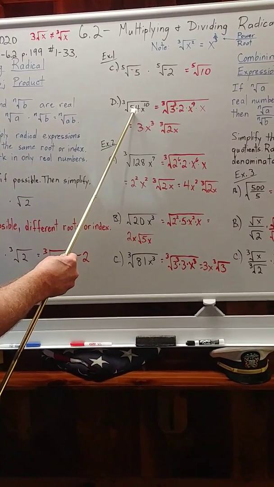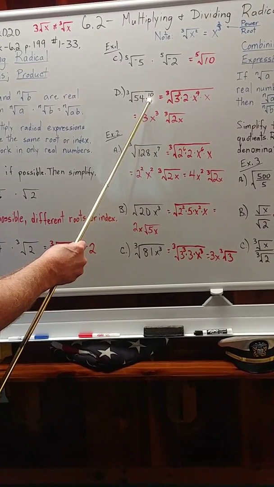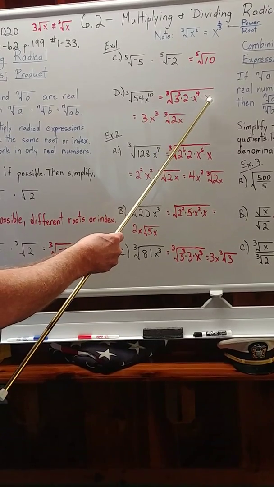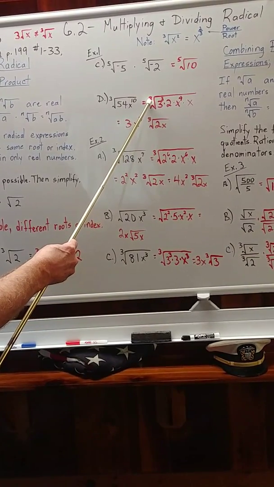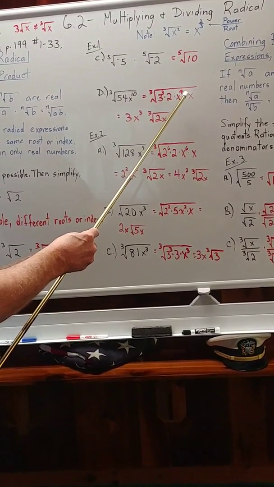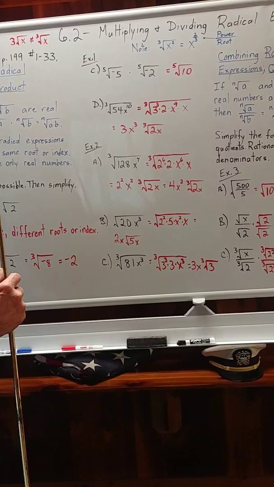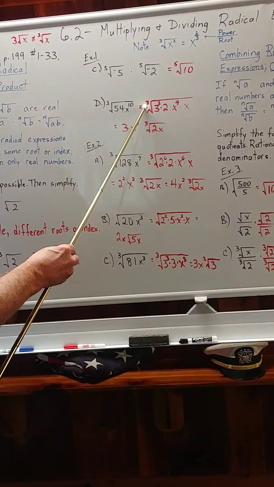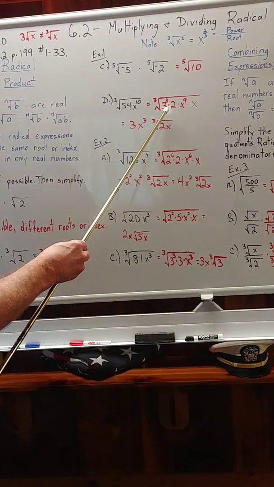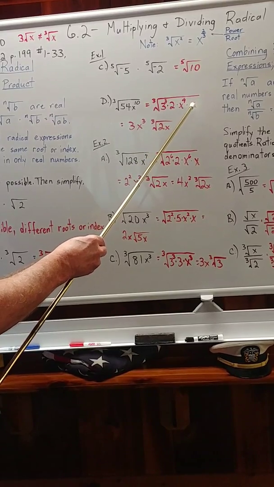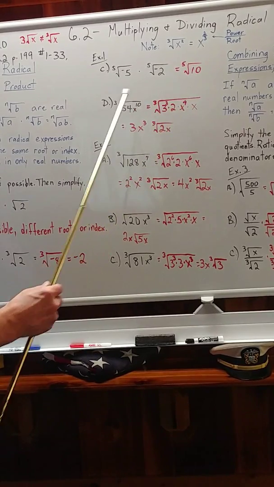So if we prime factor 54, we will get 3 to the third times 2. If I prime factor x to the 10th, I will get x to the 9th times x. We are arranging it this way because 3 is a multiple of the index or root, which is 3, and 9 is a multiple of 3. So I want to make these powers a multiple of this index or root. That's why we are saying 3 to the third times 2 and x to the 9th times x. Okay, x to the 10th is not a multiple of 3, so we have to break this down to x to the 9th times x.